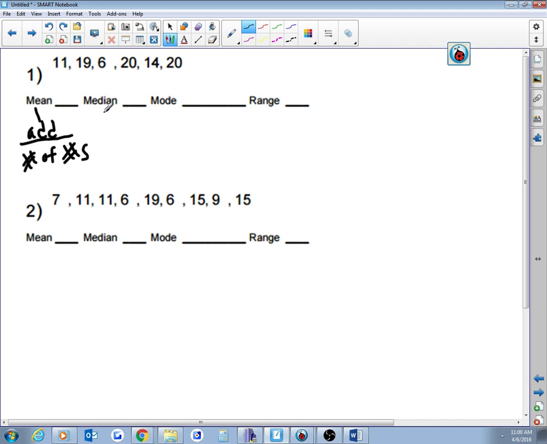Okay, the median is the middle. And if there's two middle, then you find the mean of those two middle numbers, and that'll be the median. The mode is the most common, the one that shows up the most. And there can be more than one mode. And the range is the biggest number minus the smallest.